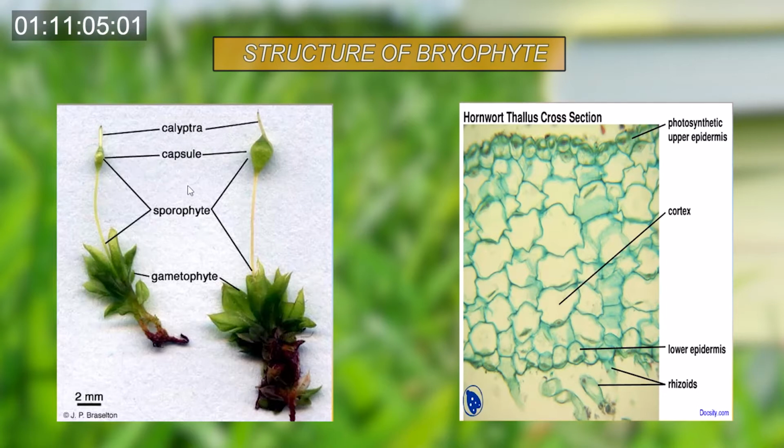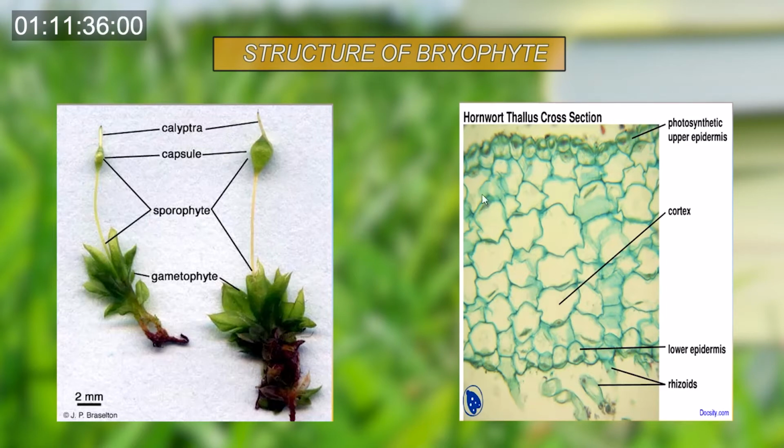At the base of these bryophytes are certain rhizoids. These rhizoids are like root hairs. Bryophytes do not have true roots; instead, rhizoids are present. The rhizoids perform the functions of anchorage of the plant body to the substratum and absorption of minerals and nutrients from the soil to the rest of the plant body.